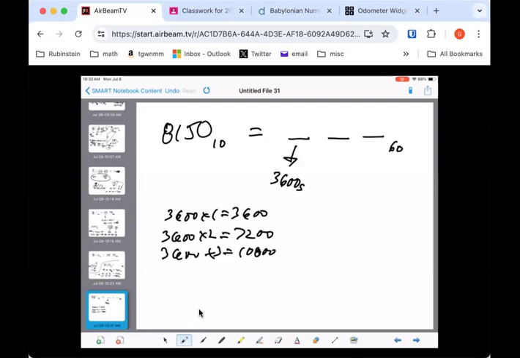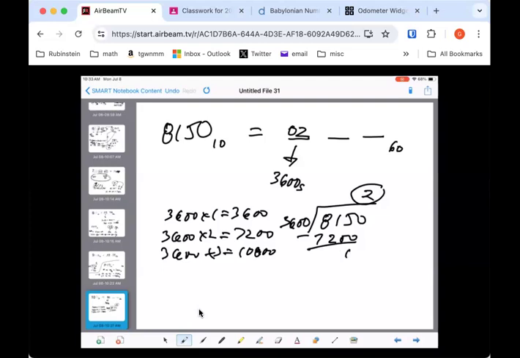So here's what I'm going to do. Maybe this is the easiest way to do it: we divide by 3,600 because it's bigger than 3,600. So there's something in the 3,600's place. And the answer is it goes in twice because 3,600 times 2 is 7,200. So this 2 becomes the number in the 3,600's place.